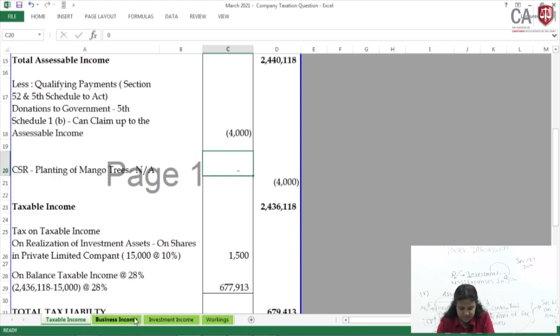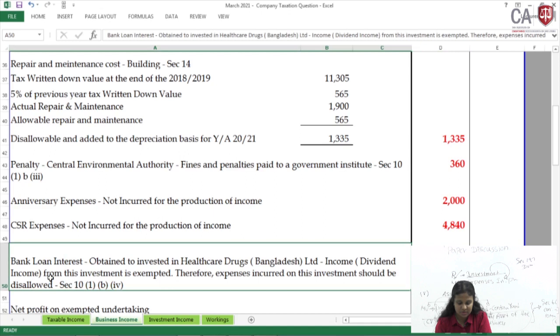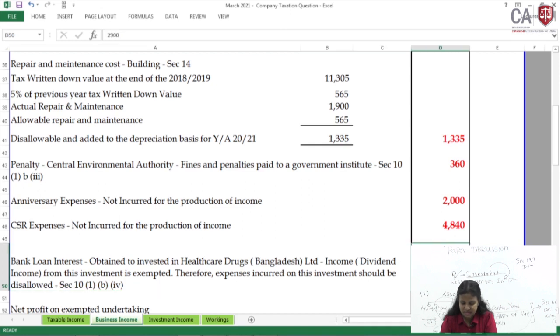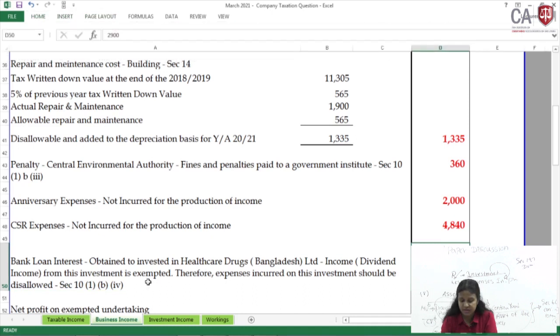The reason for the disallowance is that it is the bank loan interest obtained to invest in Healthcare Drugs Bangladesh Limited. What is the income? Income is a dividend income. This dividend income is exempted, therefore expenses incurred on this investment should be disallowed. And again, this is not the source of the business, this is the investment. Under section 10 subsection 1(b)(4), the 2,900 loan interest should be disallowed when arriving at the business income. Okay.